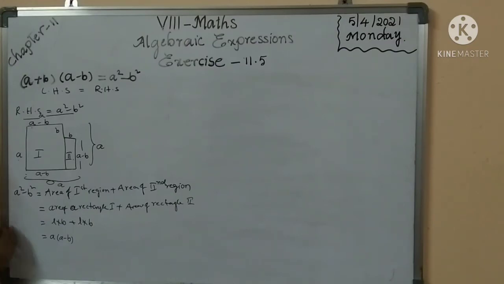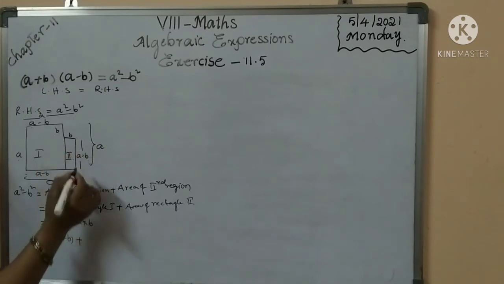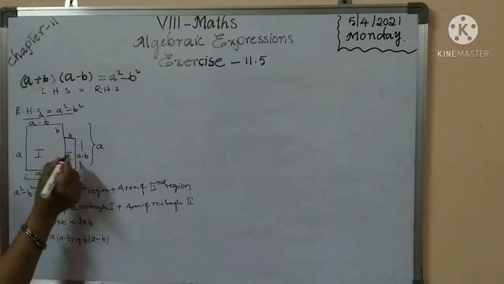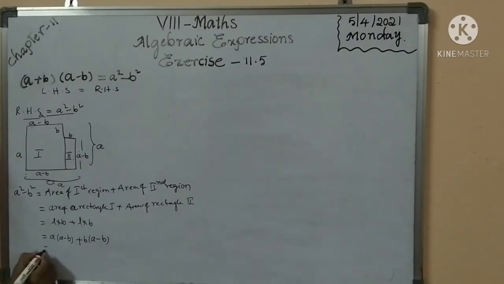So here a into a minus b, plus b into a minus b. Next, the second region, b into a minus b. So here a into a square minus a into b, ab, plus b into a, ba, minus into minus b into b, b square. So plus ab minus ab, both are the same. So a square minus b square.